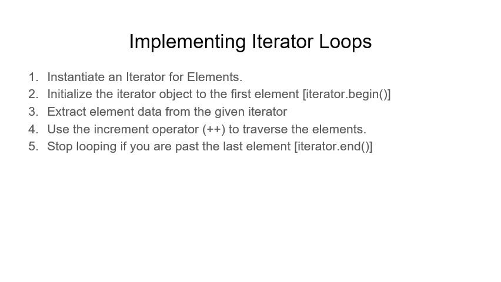The final step is letting the program know when to end the loop. This is accomplished by having a special end or null iterator to let the program know that you have passed the last element of the container.